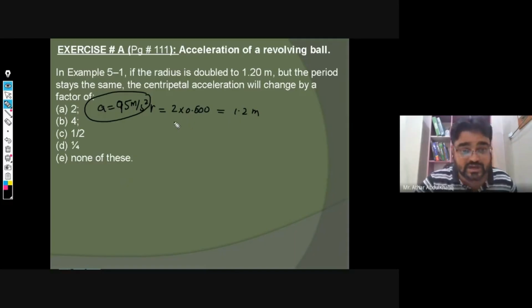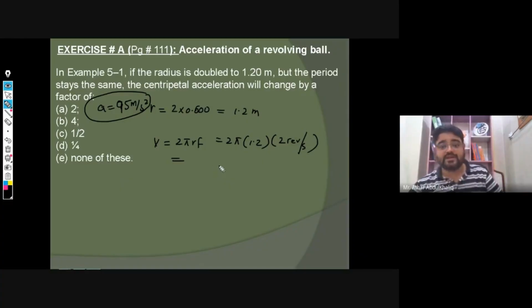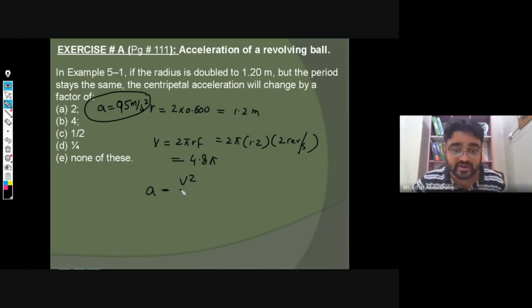When we use this R, what will happen to A? So just find the V first. V is equal to 2 pi R F. 2 pi 1.2, F was 2 revolutions per second. When you multiply it, what is your answer? 2 2s are 4, 4 into 1.2, it will be 4.8 pi. Just for simplicity, A is equal to V square over R. So A is equal to (4.8 pi) square over R.